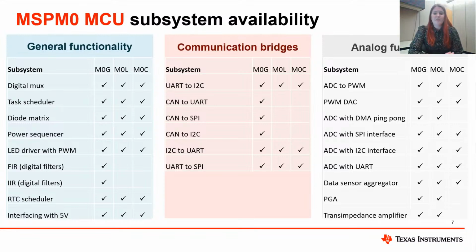Our subsystems can be grouped into three main categories: general functionality, communication bridges, and analog functions. Here we have included a table showing a short list of some of the subsystems available today and the MSPM0 devices that they are compatible with. As you can see, some of the more analog or computation-heavy subsystems are only available on the higher performance devices, such as MSPM0G. Some examples include the PGA or digital filters. This is due to the processing power and analog integration required for that specific subsystem.